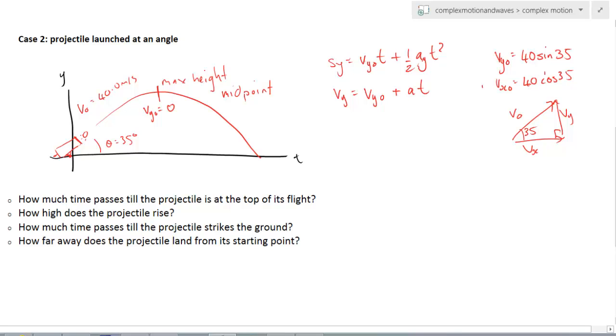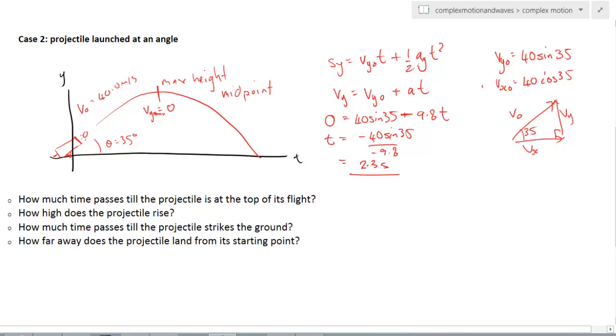So let's put our Vy in. We know at this point it's going to be 0. That's Vy max there, sorry. And this is going to be 40 sine 35 plus 9.8. That's actually going to be minus 9.8, remember, because it's in the negative direction, and then there's t. So what is that time? t is going to be minus 40 sine 35 over minus 9.8, which gives you 2.3 seconds.